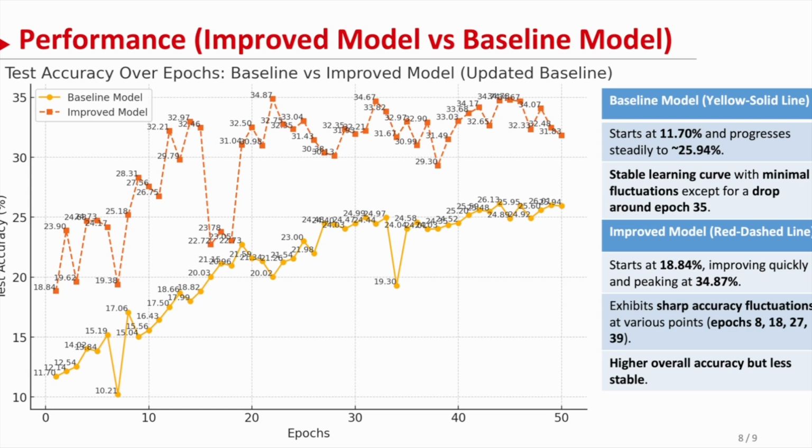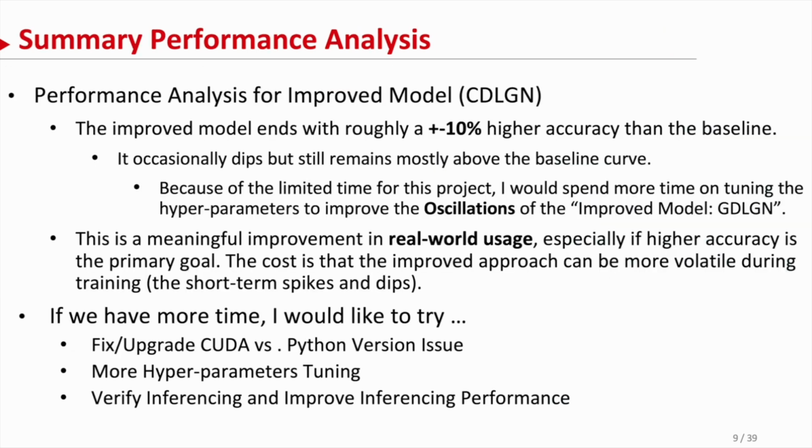So if we move back to this diagram, you see the red dashed line. This line chart has some deep drops in accuracy during the training. So we definitely need to resolve that by hyperparameter tuning. But in general, I think it's a meaningful improvement for the real world, because we see the ultimate final accuracy. It's actually fitting real-world usage.